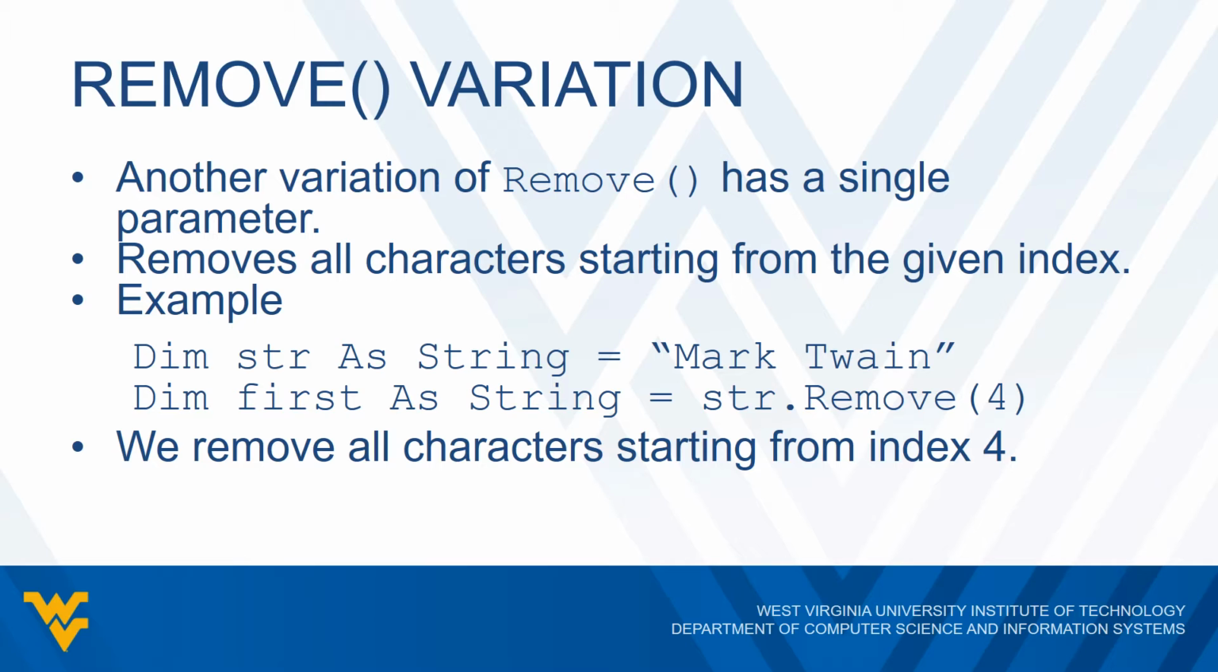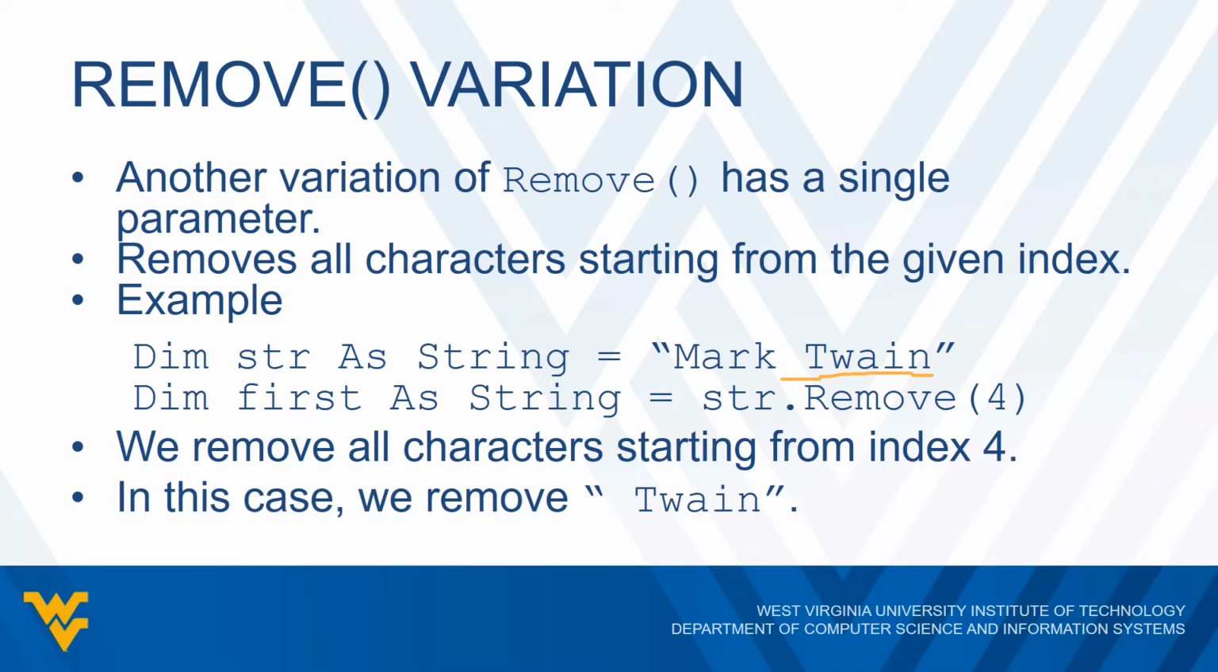Well, M is index 0, A is index 1, R is index 2, K is index 3. So that means we're going to start at this space and go all the way to the end. So we're going to actually remove the space plus Twain from our string. We're just going to start at the space and remove everything to the end. That's how this works. And what that means is we're going to store the remaining characters into, in this case, first. So the first variable is going to have the string Mark.